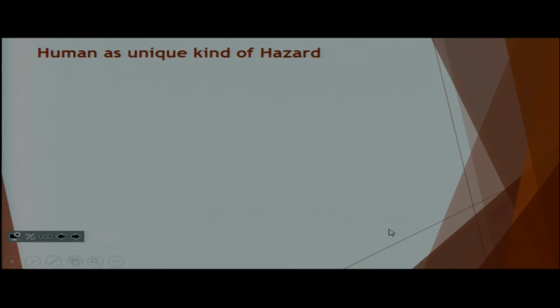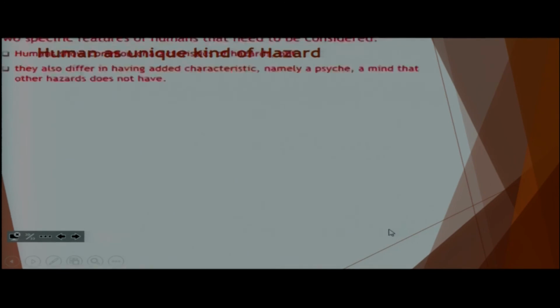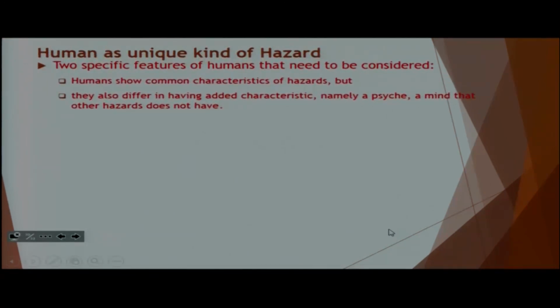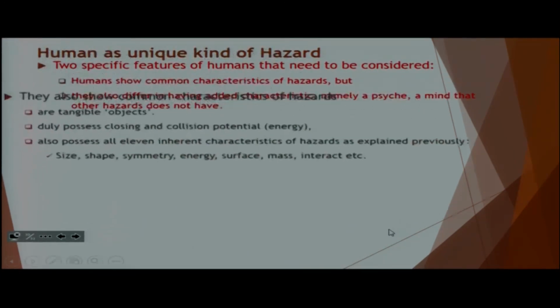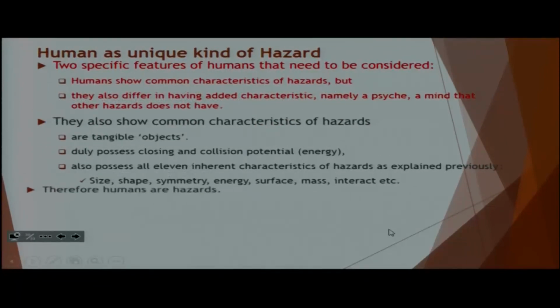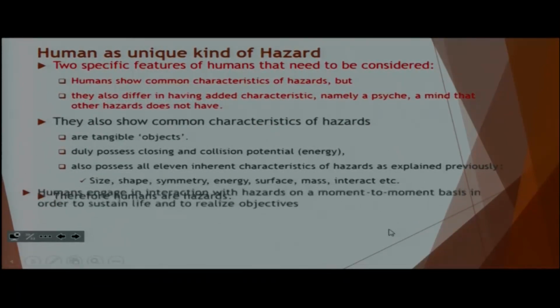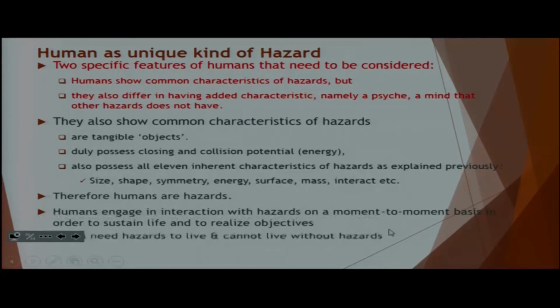Interactions and the energies of hazards are key to us as safety practitioners. Human beings are a unique kind of hazard. Believe it or not, a human being is a hazard. Two specific features of humans need to be considered. Humans show common characteristics of hazards.